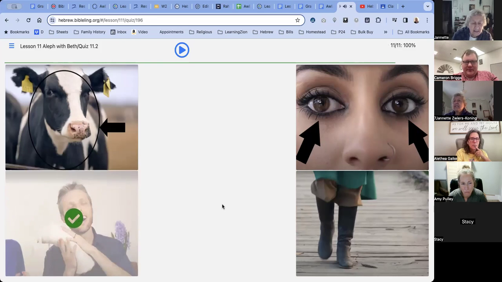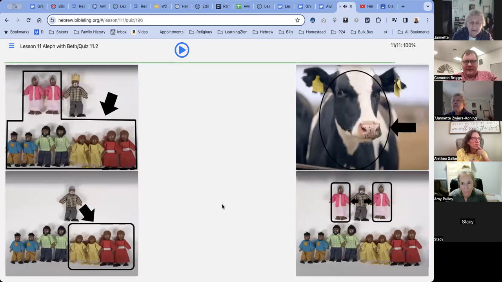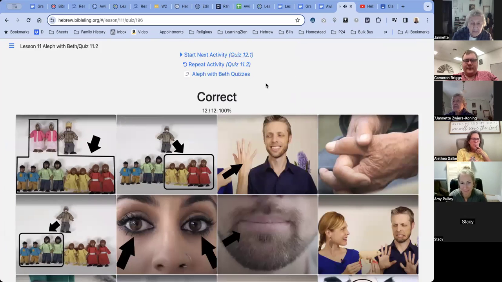Cow's nose. Face of the cow. Oh, face. Yes. Panim, paneh. Nose. So what would be, actually, I don't think we've learned the construct form of nose, have we?